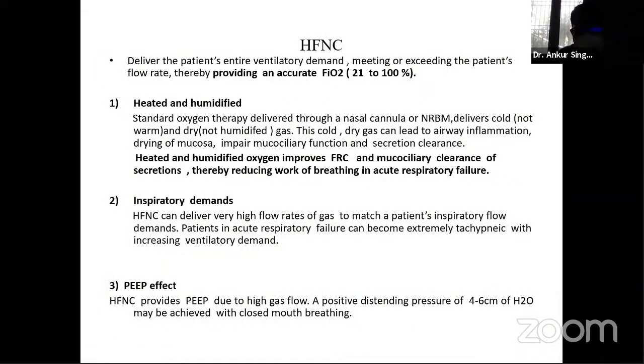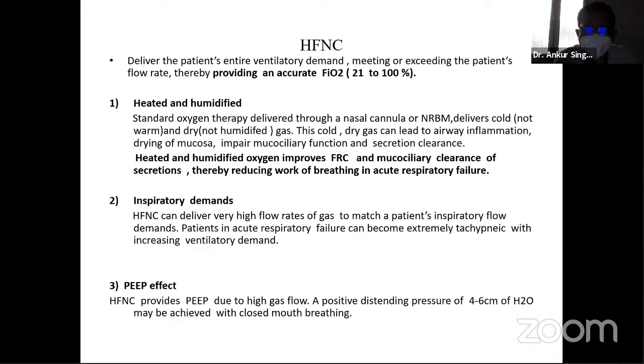A word about HFNC, high flow nasal cannula. In the name of the high flow, there are 3 H's: heated, humidified, and high flow. What is heated? Heated means we have to keep the temperature at 37 degrees Celsius. Humidified means we should have humidified oxygen. We cannot give dry oxygen. If we give dry oxygen to the child, there will be drying of the airway, drying of the mucosa, and you will have problems in extubation, and a lot of secretions will come.